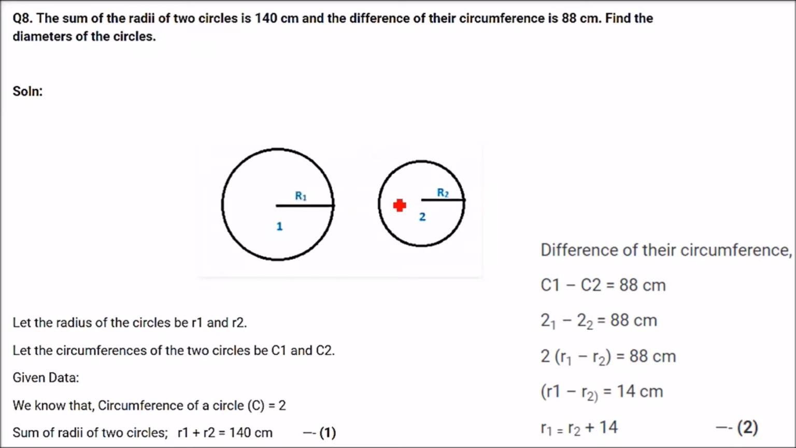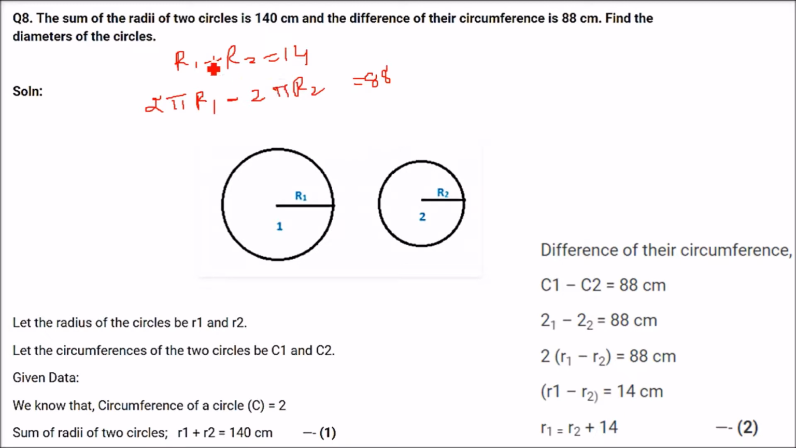The sum of radii of two circles is 140 centimeter. That is, R1 plus R2 is given as 140. And the difference of their circumference. What is the circumference of this one? 2 pi R1. And what is the circumference of this one? That is 2 pi R2. The difference of them, that is this minus this, is going to be 88.